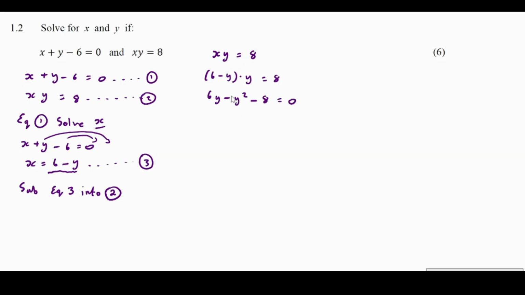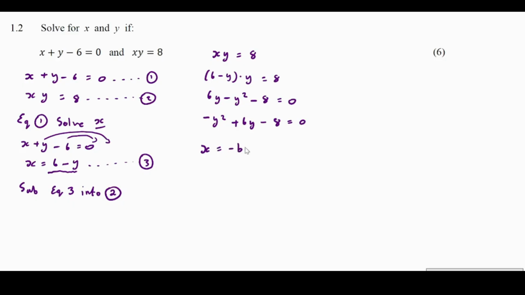And then rearrange your formula accordingly. So starting with negative y squared plus 6y minus 8, all of this is equal to 0. So now the formula is in the standard form. What's going to happen in this stage is that you can choose to multiply or divide everything by negative 1, or you can simply substitute the whole thing into the quadratic formula as it is. So I'm just going to substitute it as it is into the formula.